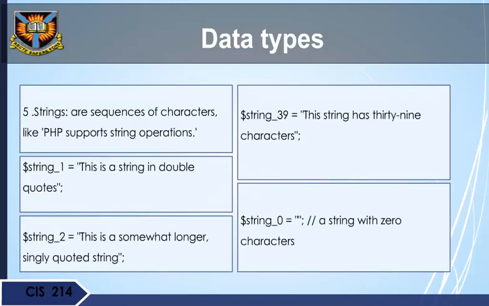5. Strings are sequences of characters, and PHP supports string operations. $string_1 is equal to "This is a string in double quotes". $string_2 is equal to 'This is a somewhat longer, singly quoted string'. $string_39 is equal to 'This string has 39 characters'. $string_0 is equal to '', a string with 0 characters.